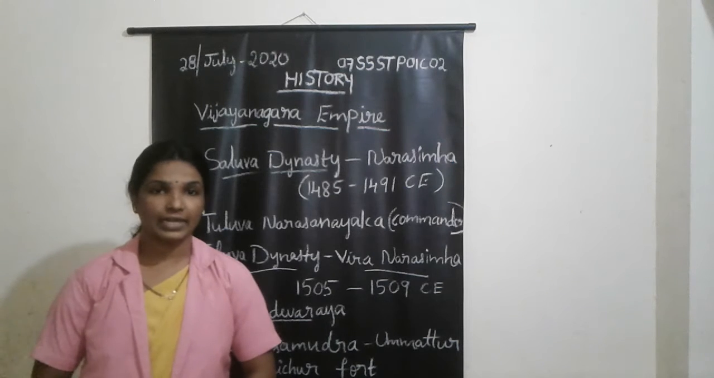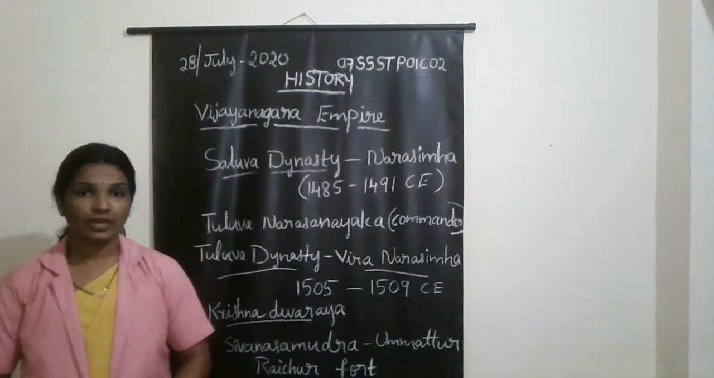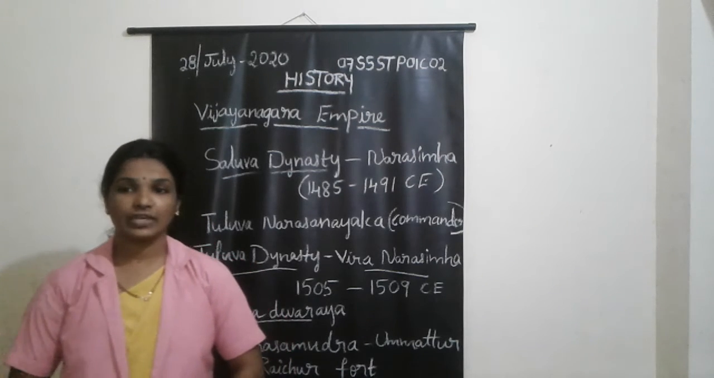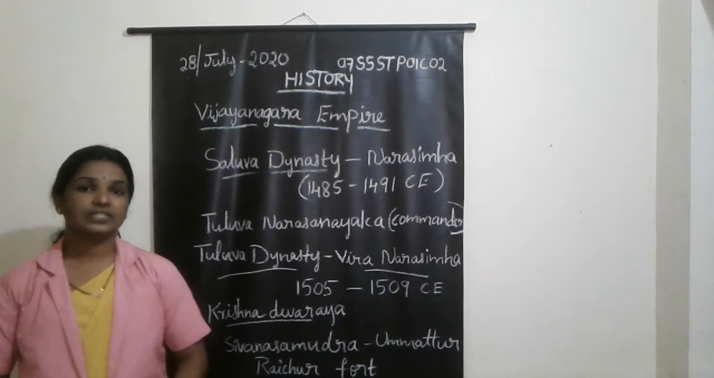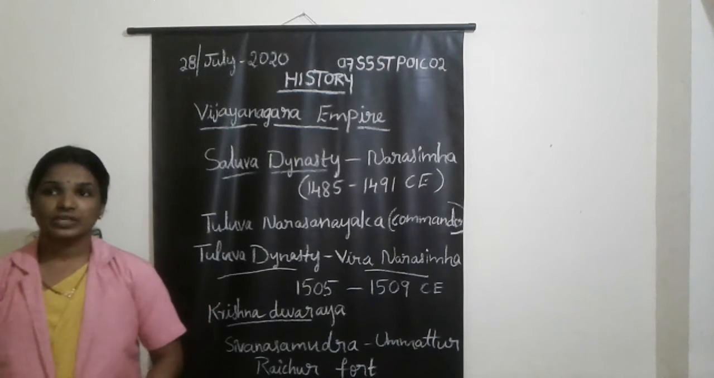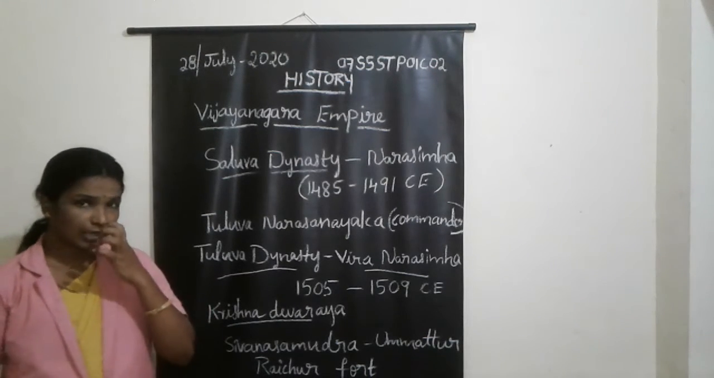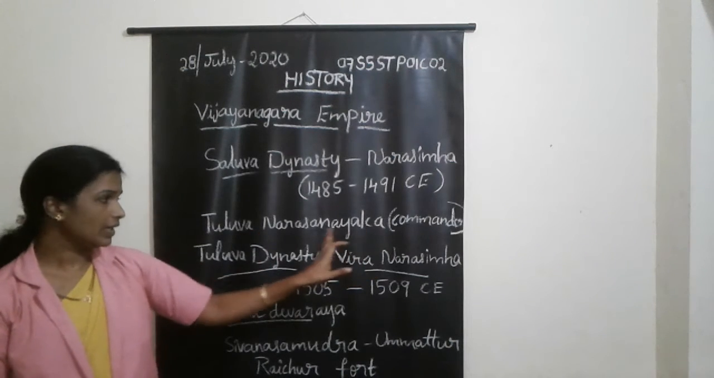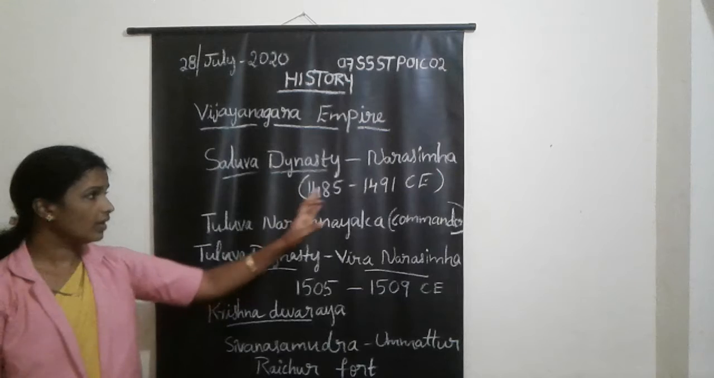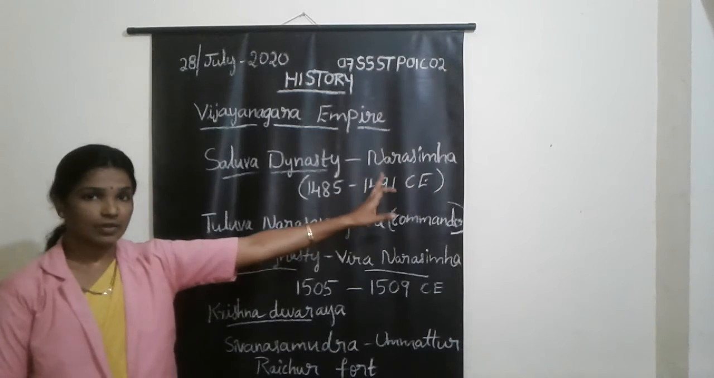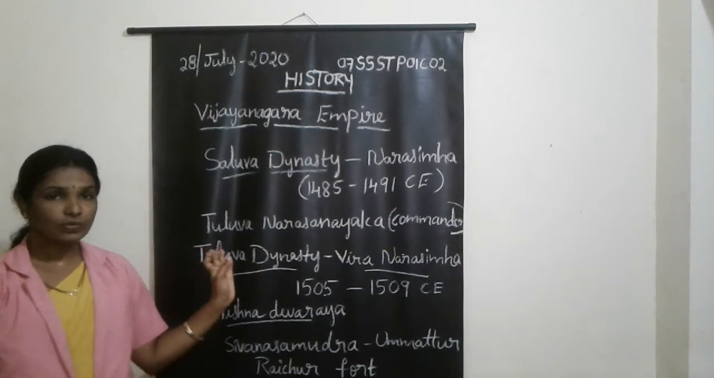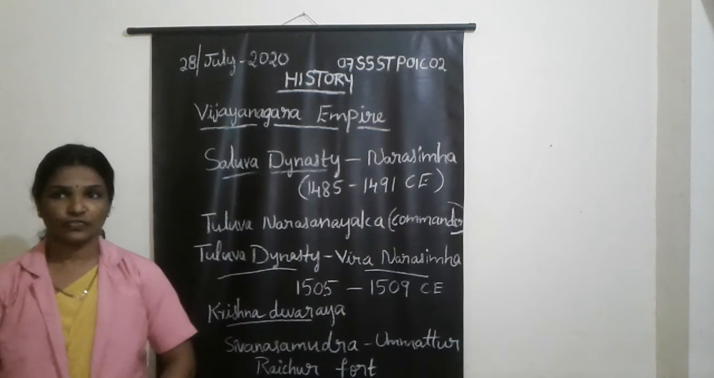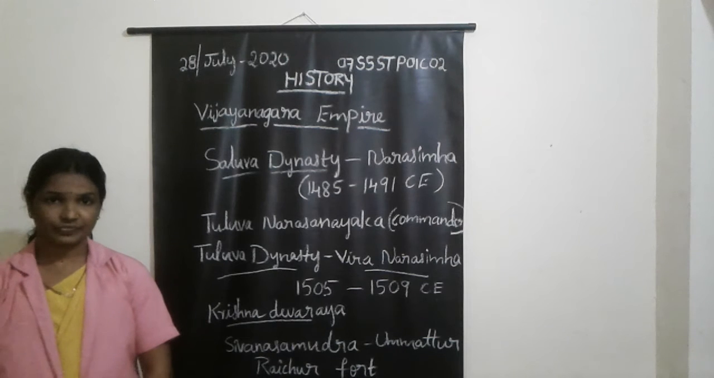When Saluva Narasimha died, his children were minors. Minors means they were very young. They were still children. Therefore, his commander, Tuluva Narasanayaka, continued the administration of Vijayanagara Empire.